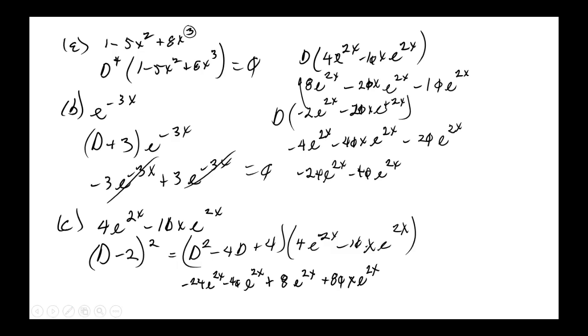Goodness gracious, this thing is driving me nuts. Okay. All right. Then we have finally plus 4, so that would be 4 times 4 is 16e to the 2x minus 40e to the 2x.